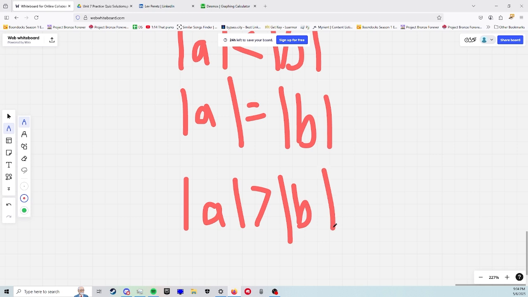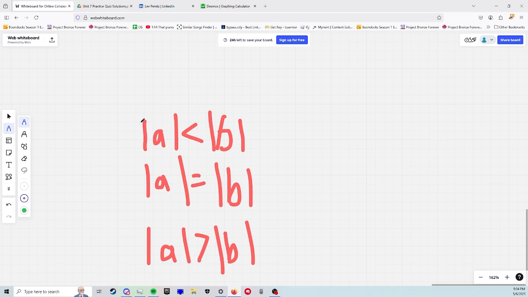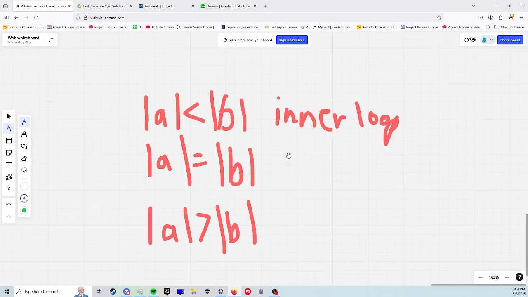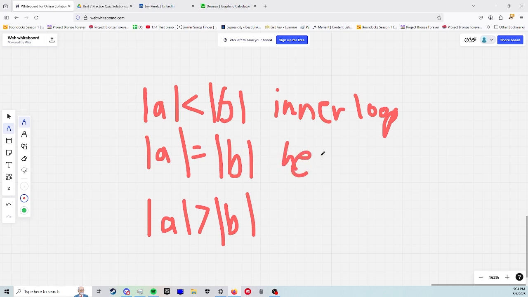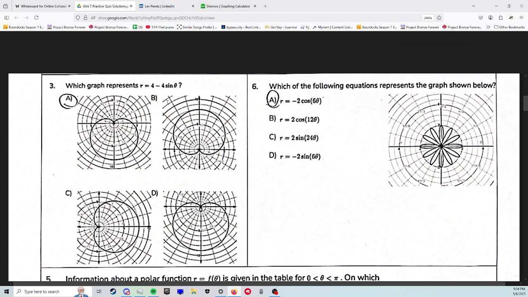Okay. So if A is less than B, this is absolute value, so it doesn't matter about their sign. It's just if the number's bigger. So this one is an inner loop. This one, if it's equal to, it's a heart. And if A is bigger than B, then it is a dent graph, okay? And if we're looking at sine, it's the up or down.